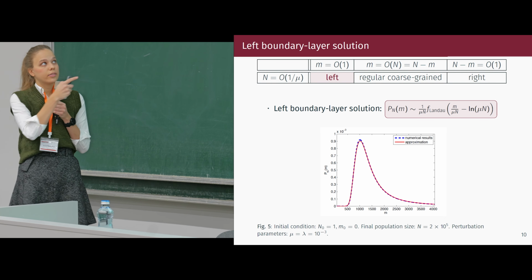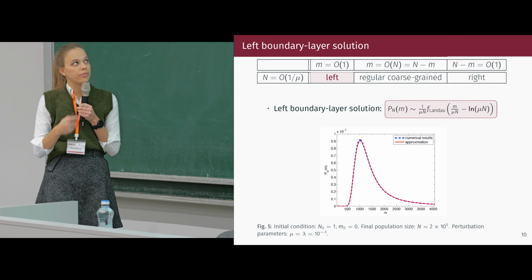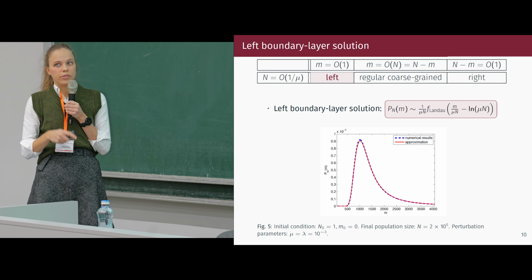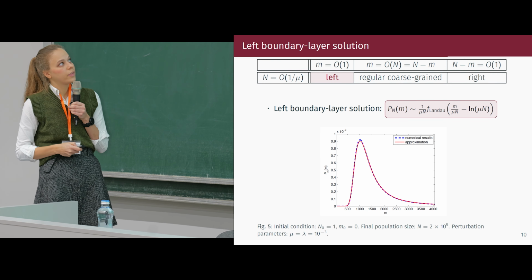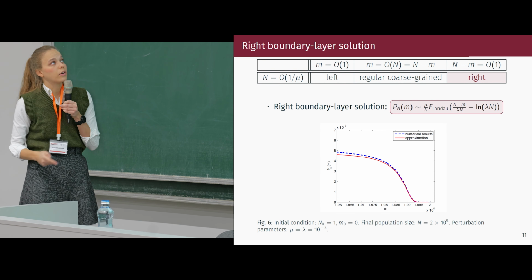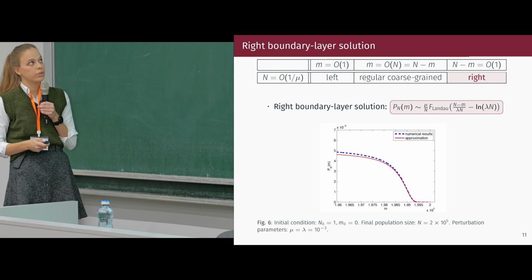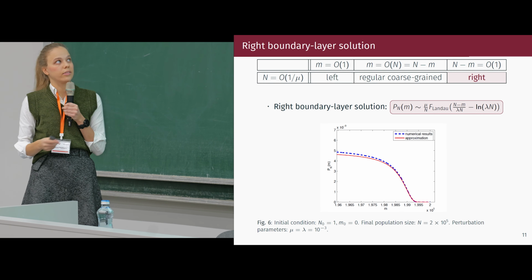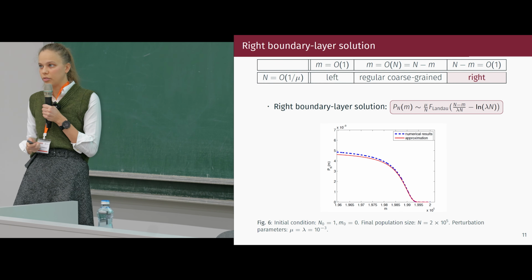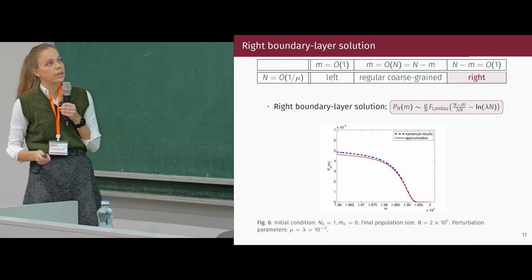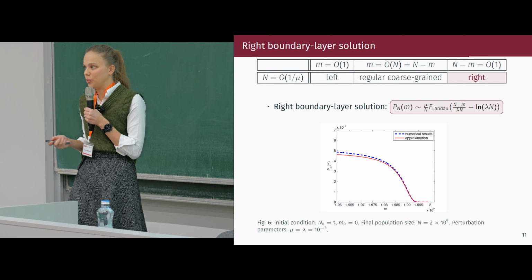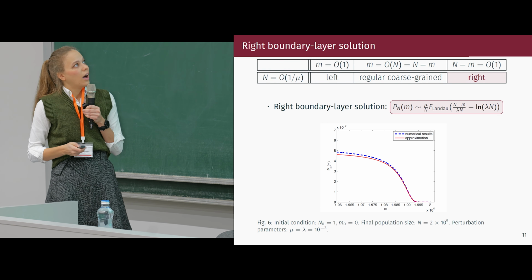I have to mention that this approximation is not new. In fact, this holds also in the classical model with irreversible transitions. However, what is new is the right boundary layer solution, which we found goes as the Landau cumulative distribution function. Again, you can see that the approximation matches the numerics very well.